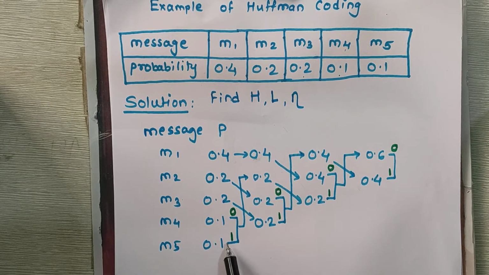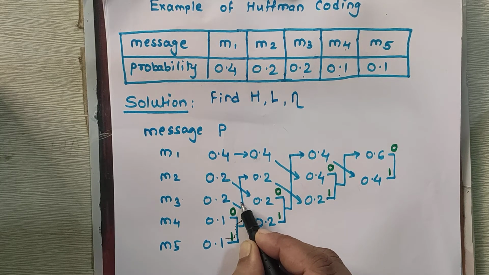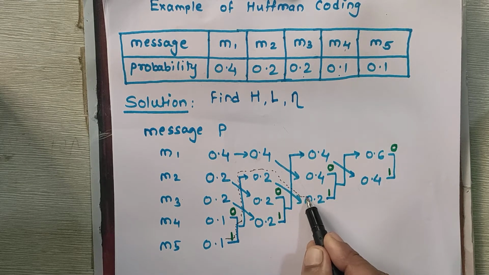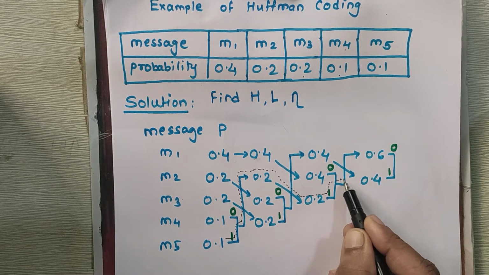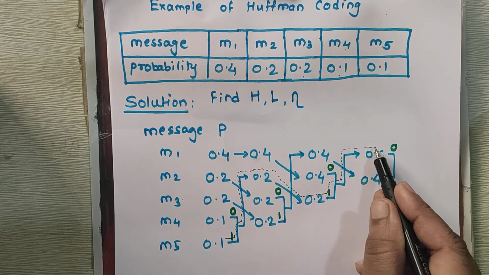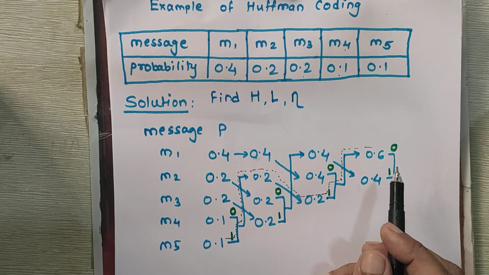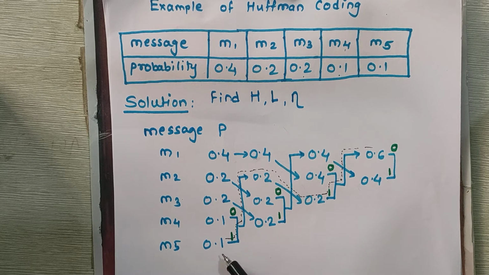The next step is to find the path for each message. First I will show you the path for message M5, whose probability is given as 0.1. I am showing the path by this dotted line. This dotted line indicates the path for M5. Now the coding has to be done from top to bottom, and for finding the path you have to go from bottom to top.